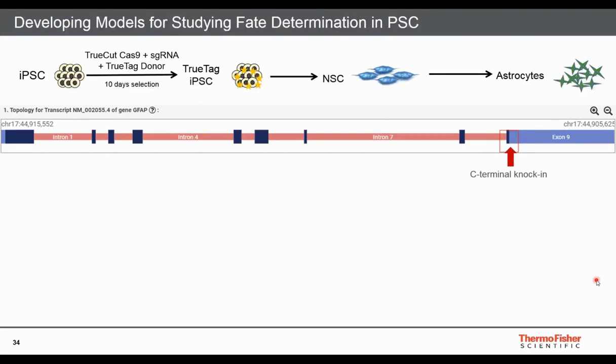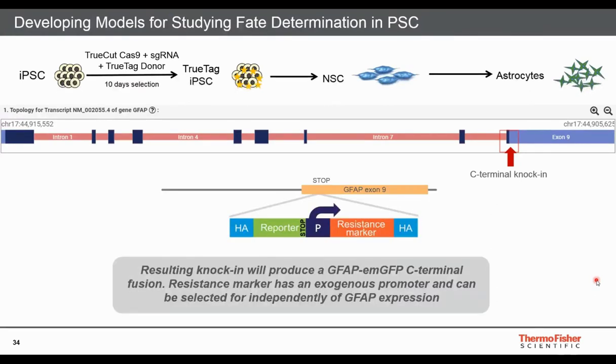And so what we did for this astrocyte-specific experiment is we decided we were going to tag the GFAP protein, which is expressed in astrocytes, but not in neural stem cells and not in pluripotent stem cells. And for this, we chose to do something a little bit different and do a C-terminal knock-in.